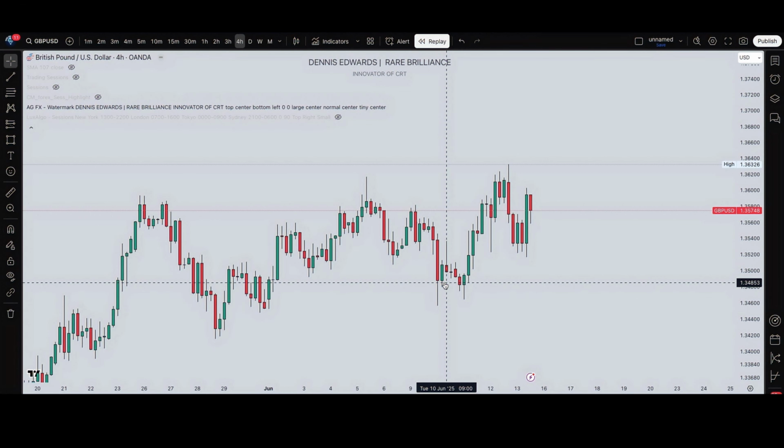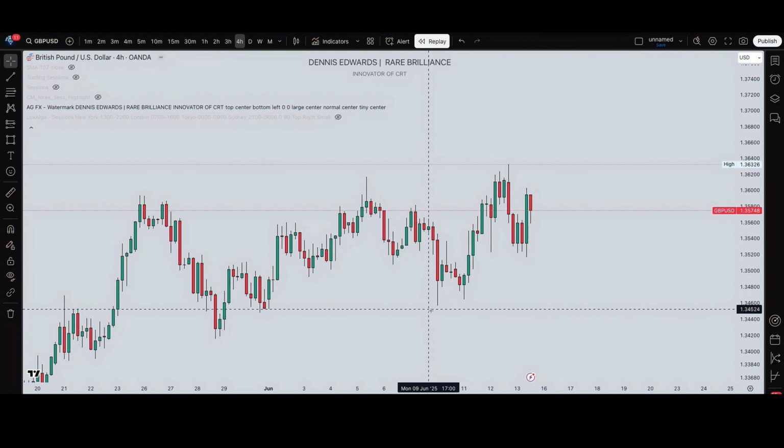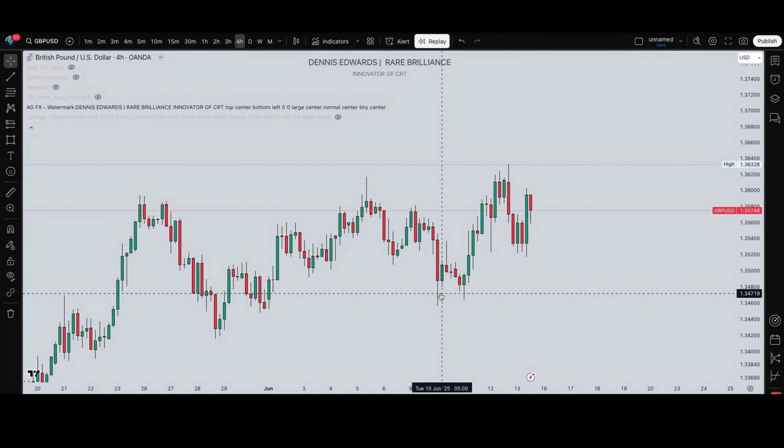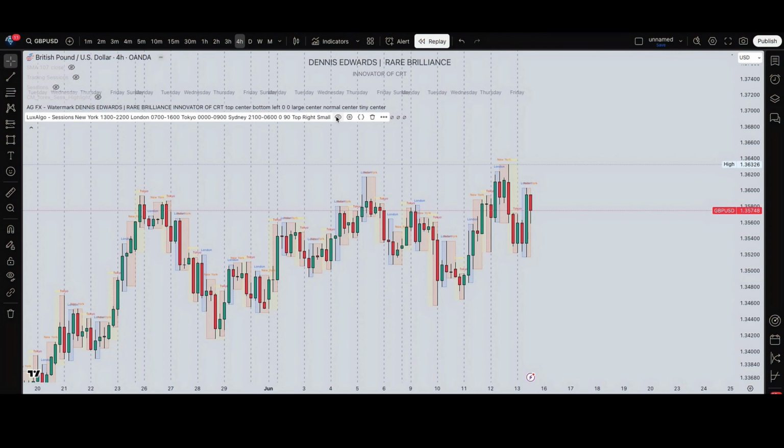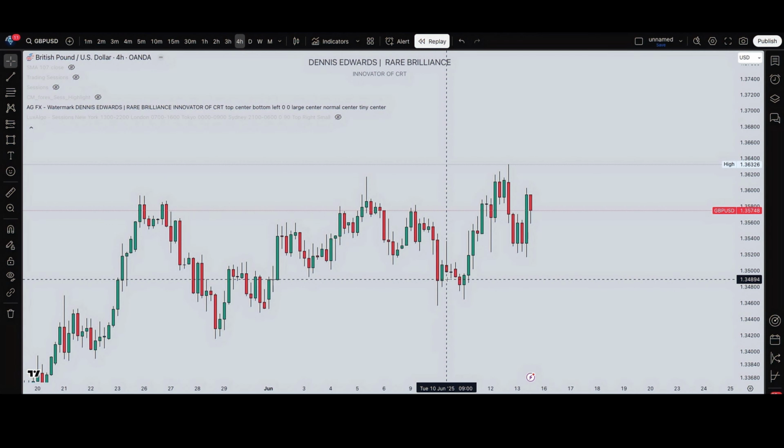So that pretty much will show you that within that area, and just understanding the context within this session. Well, this was actually pre-London, so this was more Asian session. Let me just show you real quick. Yeah, pretty much Asian session. And that is where you will pretty much understand that extra piece of context.